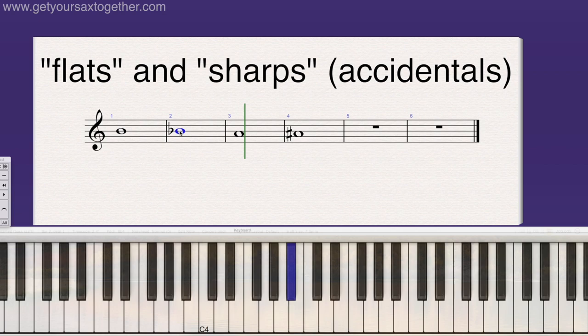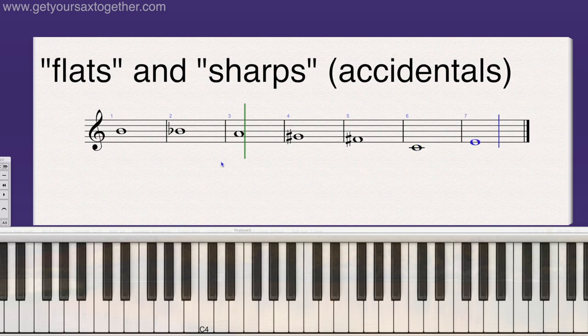Now, the geniuses among you may have noticed that I played the same note in these two examples, B flat and A sharp. And this proves an important point. The same note can be described in different ways. G sharp here is the same as A flat. F sharp is the same as G flat. And yes, folks, as twisted as it sounds, C is the same as B sharp, and E is the same as F flat. Although you probably won't see these potentially confusing ones much until you're much more advanced.